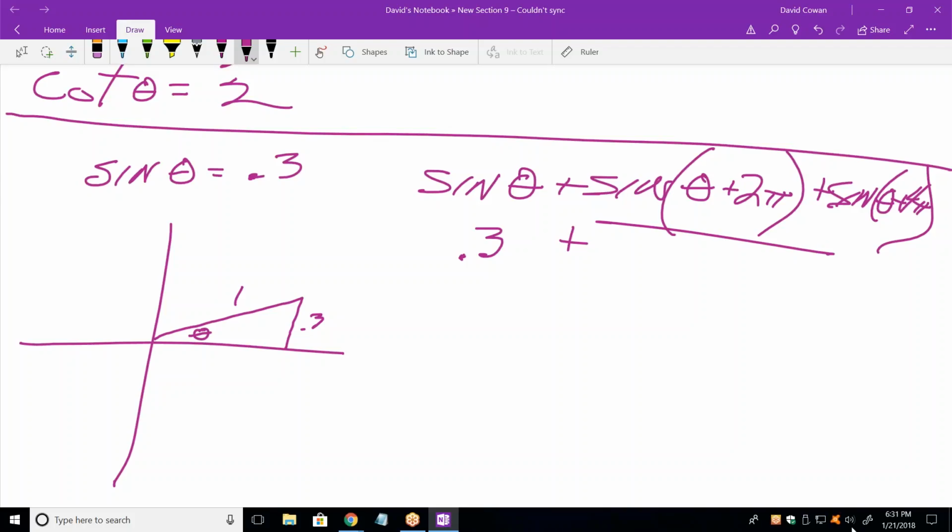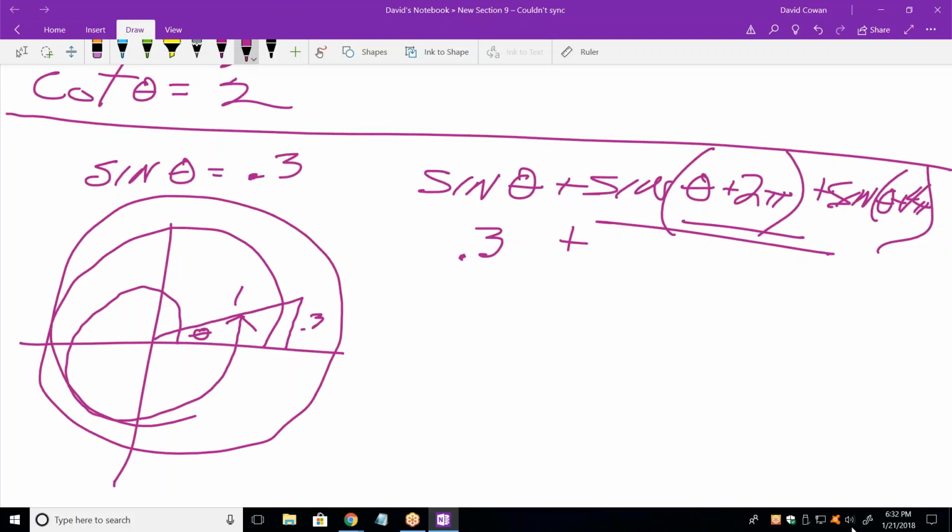Yeah. Now the sine of theta plus 2 pi, well, that means I go around once entirely, and then I go back to there. 0.3. Okay? Now the sine of theta plus 4 pi is I go around twice and back to there. So what's the sine of theta plus 2 pi? Just 0.3. What's the sine of theta plus 4 pi? 0.3. So all three of them, 0.9.